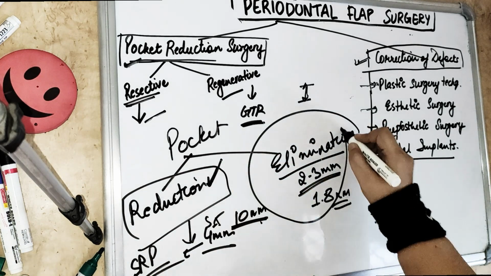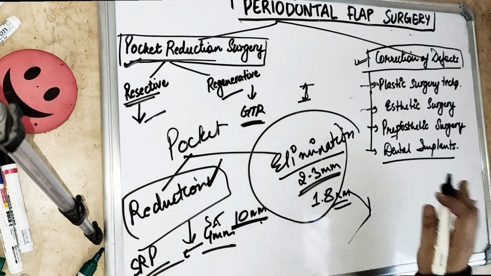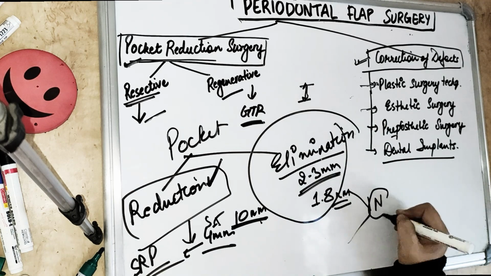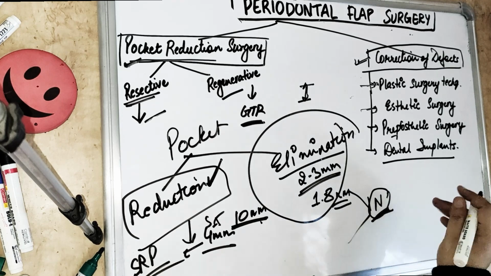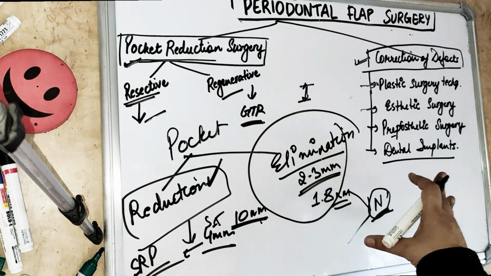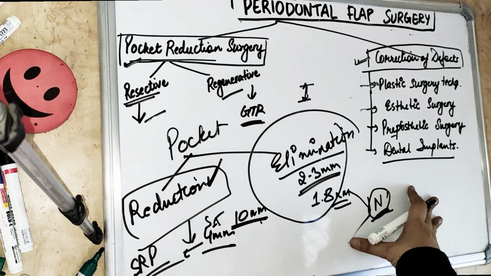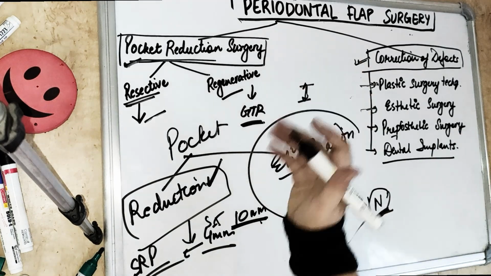Pocket elimination procedure includes eliminating it and making it normal as it was previously. So it includes the modified Widman flap, undisplaced flap, apically displaced flap, or any regenerative procedure.